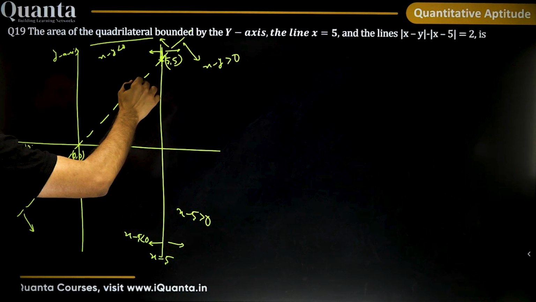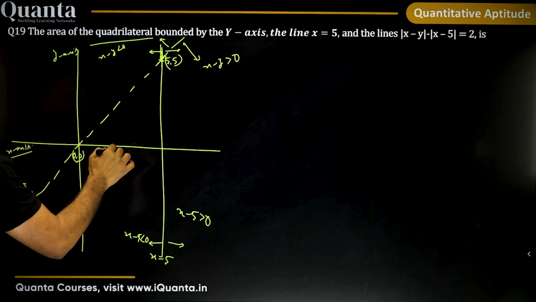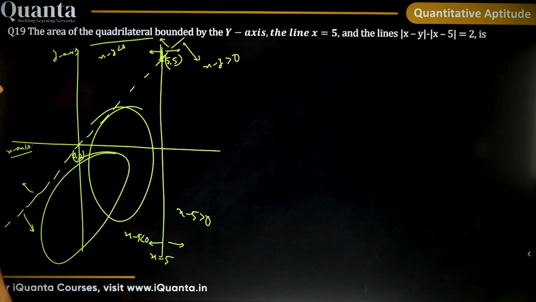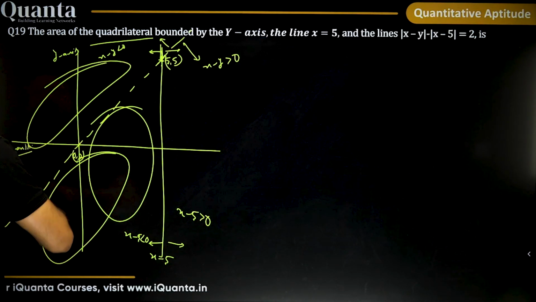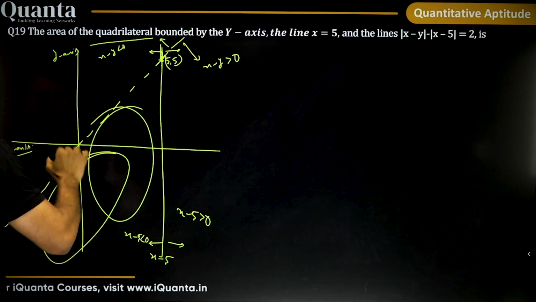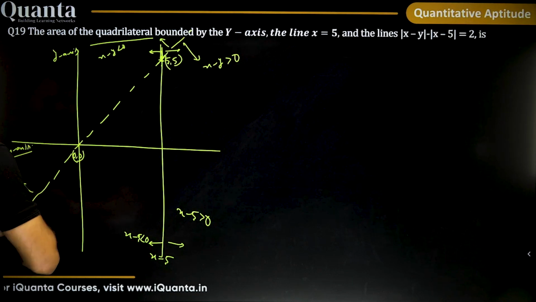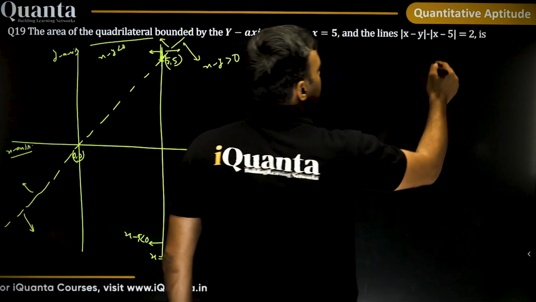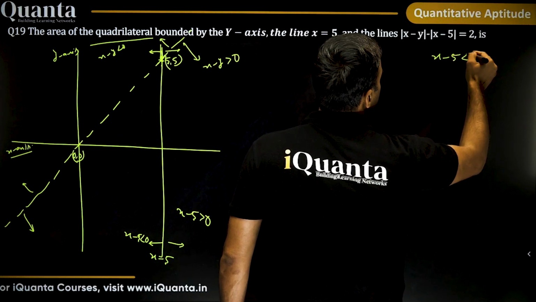Okay, for x minus 5 greater than 0 and less than 0, we have two cases. This entire portion, in fact, this portion also, is for x minus 5 greater than 0 and this entire portion is for x minus 5 less than 0. So, let's take it one by one. Right. So, x minus 5 we have to consider only less than 0.